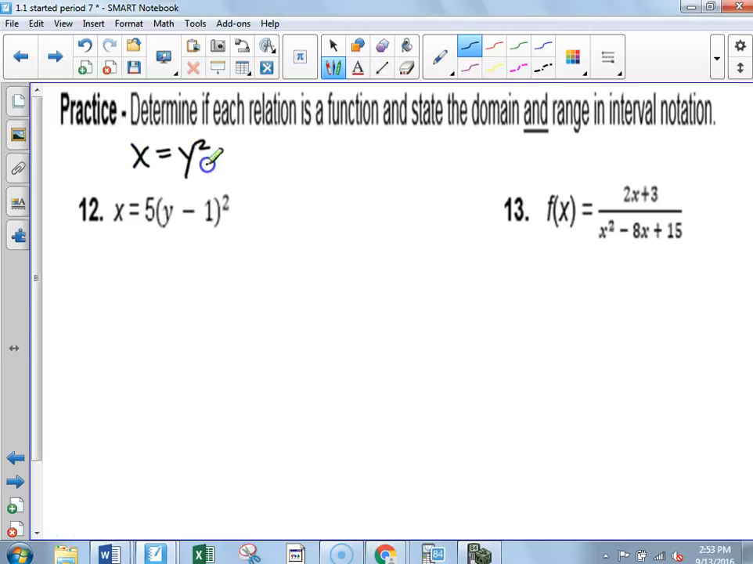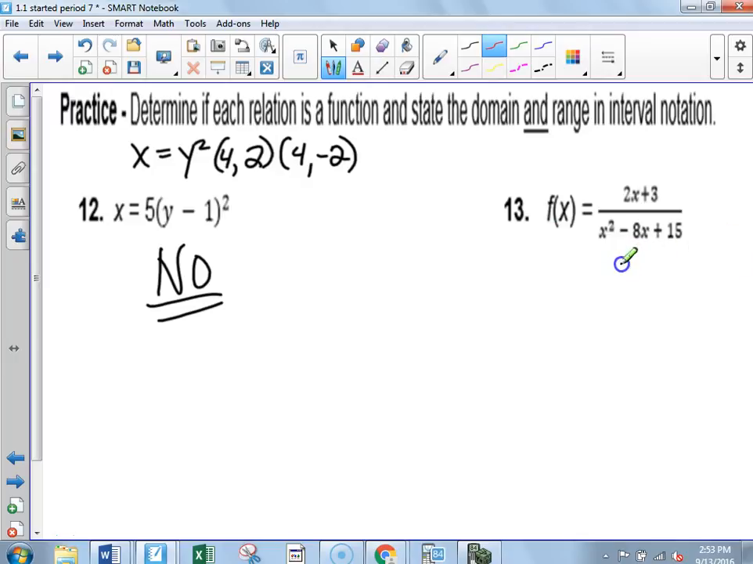But this is the parent function, and what did we say? When y is squared, this could have been, if I put in a 4, I could have got out a 2 for the y, right? 2 squared would be 4, and negative 2 would also work, because you're squaring the y, so this is not a function. So therefore, we're not going to do domain or range.